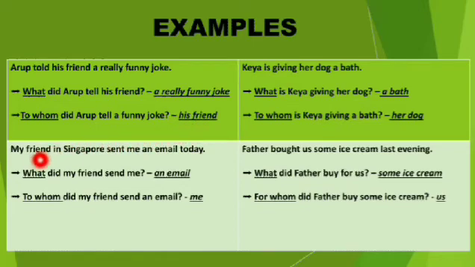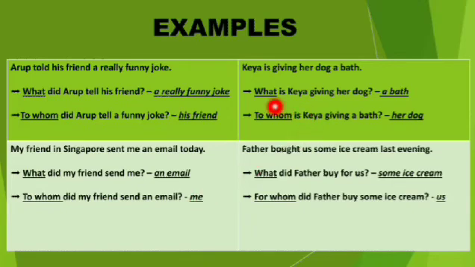In the very same way, take the sentence: My friend in Singapore sent me an email today. Here, sent is the verb. If we ask what did my friend in Singapore send me, we get the answer an email. So an email is the direct object. If we ask to whom did my friend send an email, we get the answer me. So me is regarded as the indirect object.